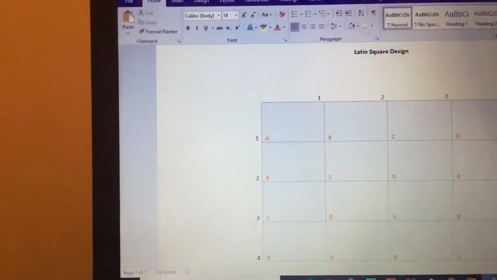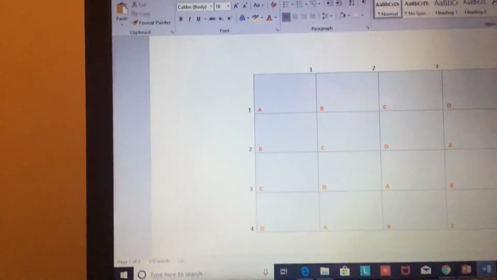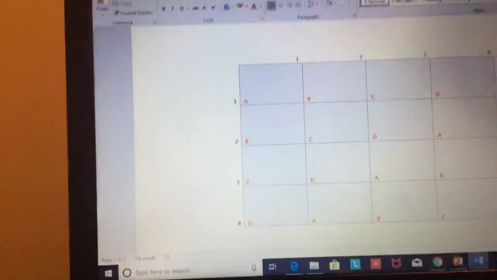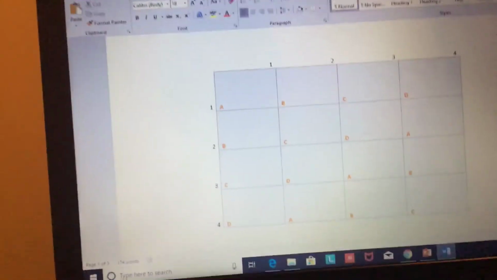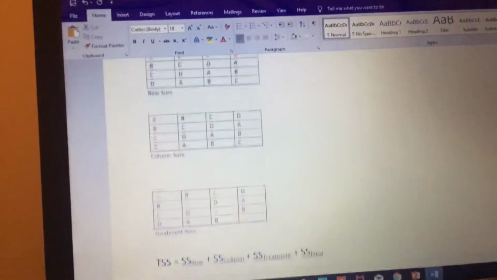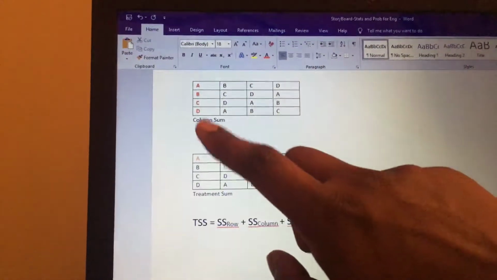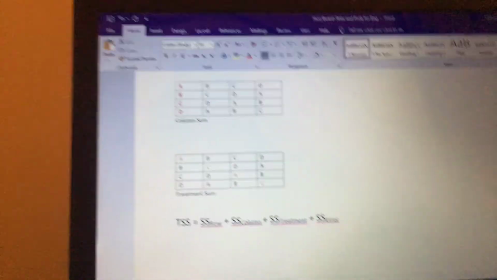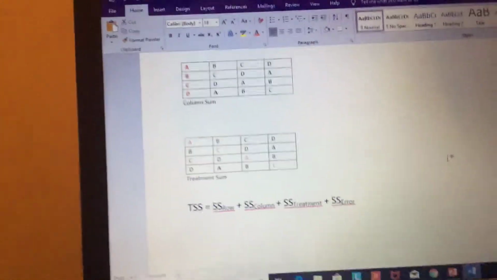As you can see, there are rows and columns, and no letter or value is repeated in either a row or column. The row sum is where you add up the rows. Column sum is where you add up the columns. Treatment is where you add up them diagonally from top left to bottom right. And this is the total sum of squares, where you just add them all together.